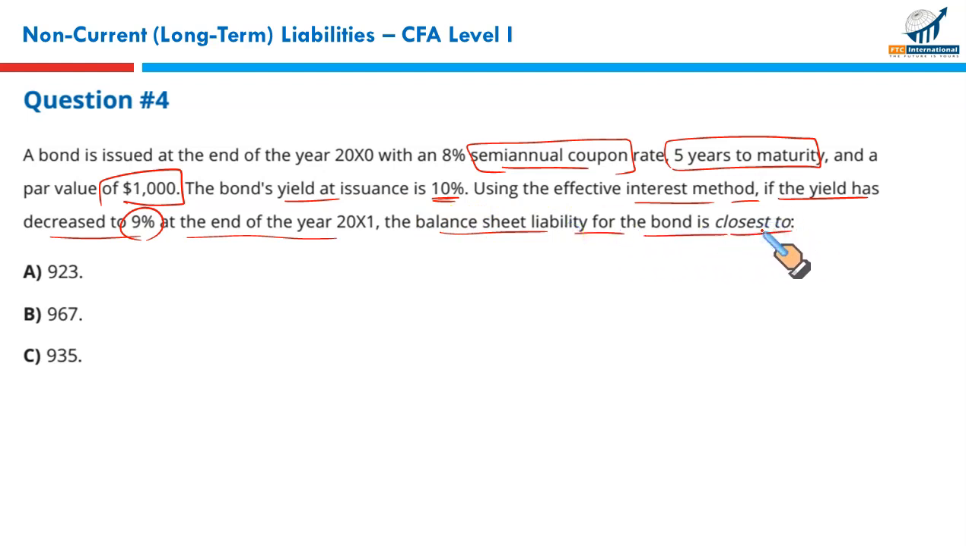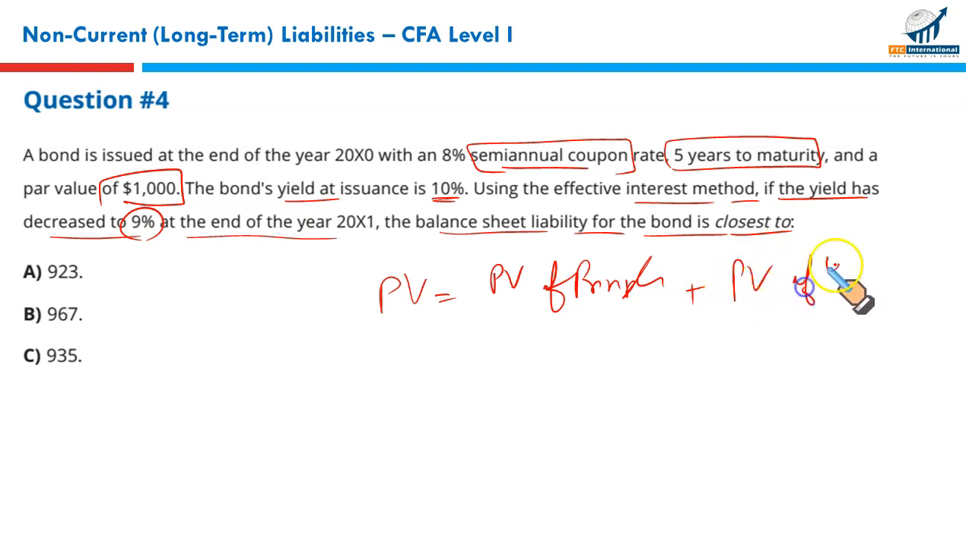We have already done it in our CMA Part 2, Corporate Finance, Bond Valuation. The value of the bond, the price of the bond, is simply the present value of principal plus the present value of interest.